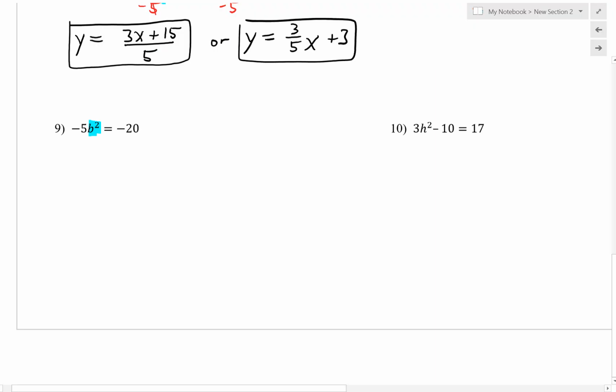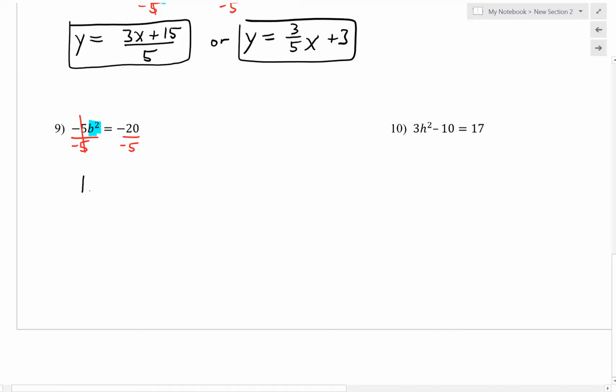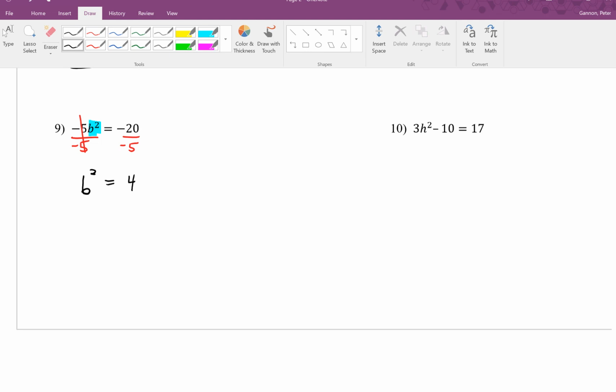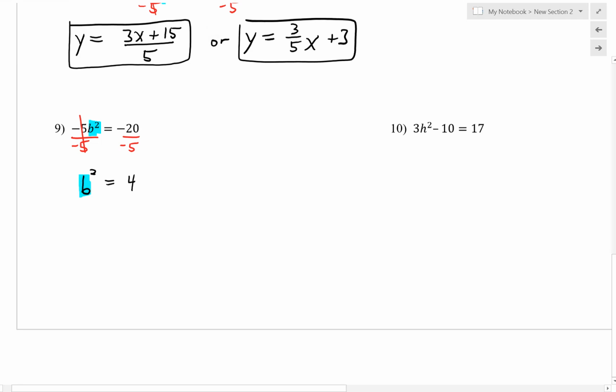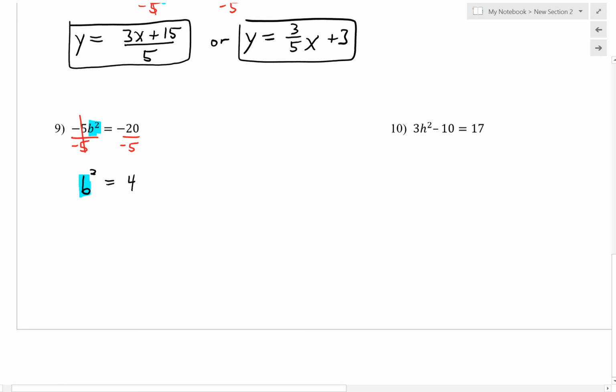So in order to do that, we're going to divide both sides by negative 5. That's going to leave us with b squared equal to negative 20 divided by negative 5, which is positive 4. Now we have to get the b by itself. So right now you are squaring the b. The inverse operation of squaring is square rooting, so we're going to square root both sides.